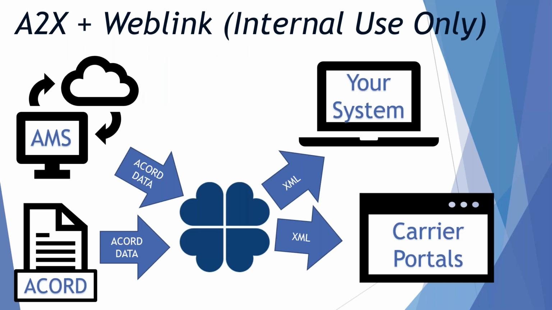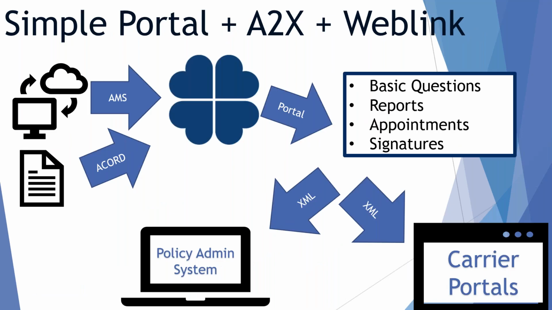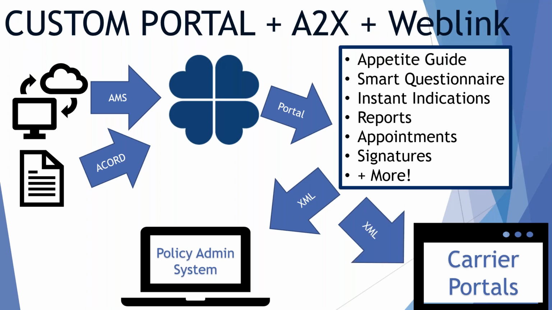The first one I was talking about goes from an agency management system or an Accord form through Appulate and then into your system or to your carrier portals. The second option utilizes our portal with those basic questions. Of course, we've got a lot of other features in there with reports, and we can automate the appointment process for your agents. We've got e-signature, all of which are automatically included. And then our last one includes a ton of stuff: appetite guide, smart questionnaire, which you'll see today, instant indications we can build into our system, reports, appointments, signature.